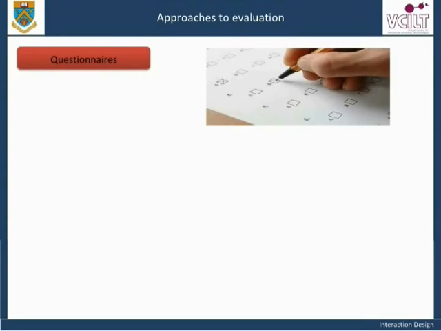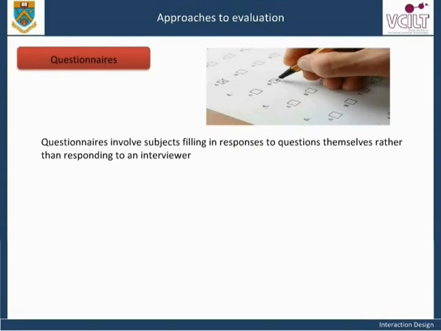Questionnaires. Unlike interviews, questionnaires involve subjects filling in responses to questions themselves, rather than responding to an interviewer. Therefore, questionnaires can typically involve a larger set of people, as there is no need for the interviewer to ask each subject for their answers. Indeed, extensive use of questionnaires is usually referred to as a survey.